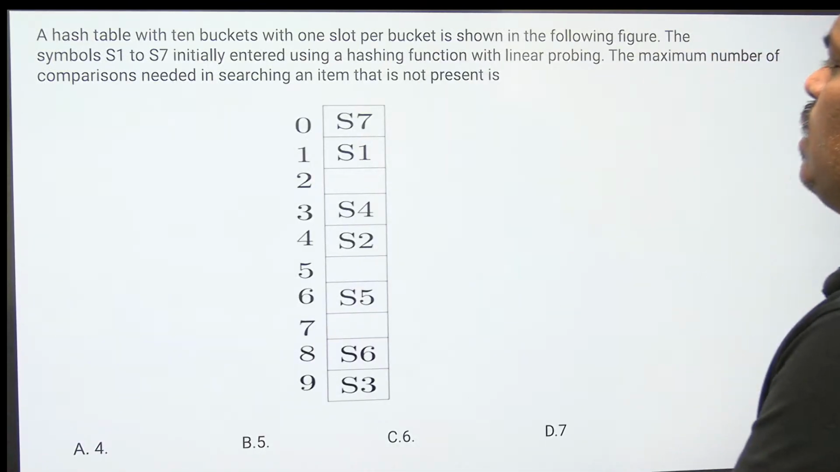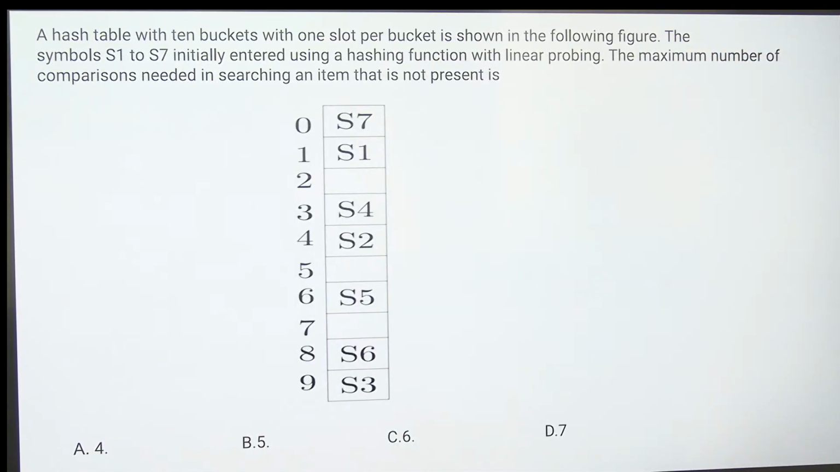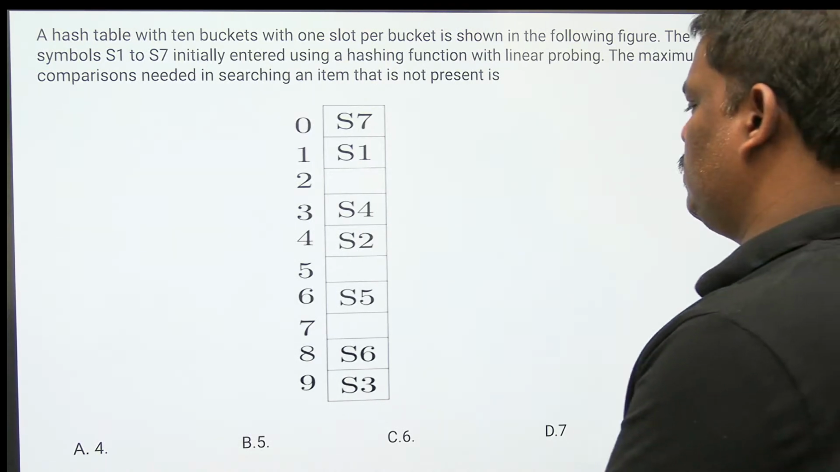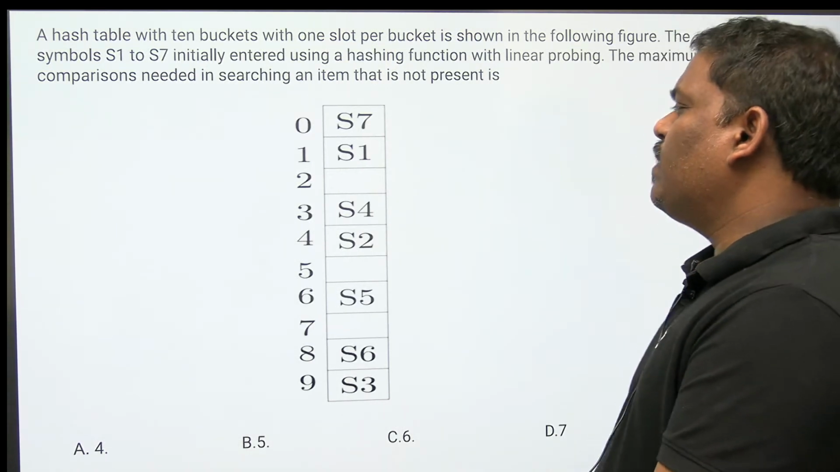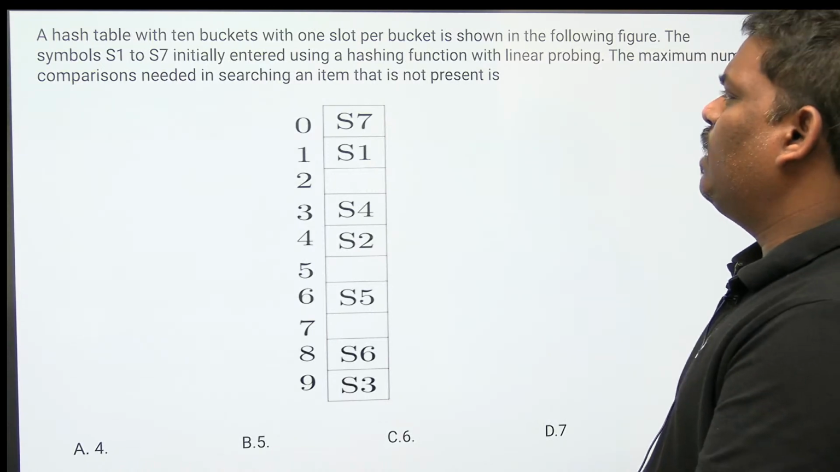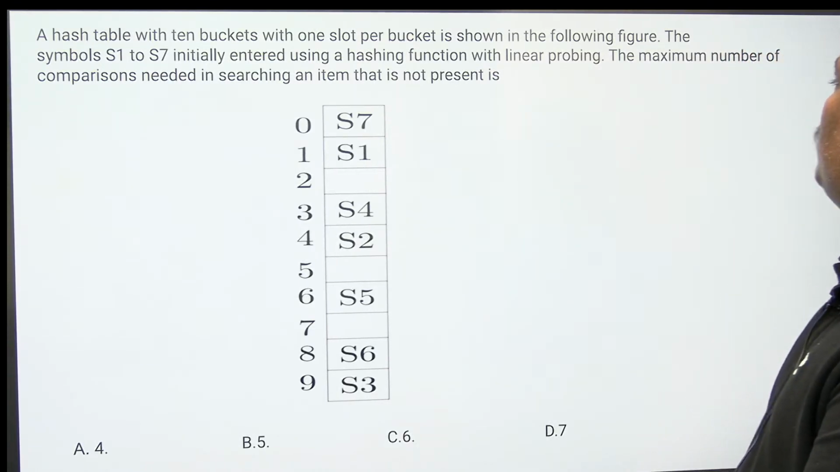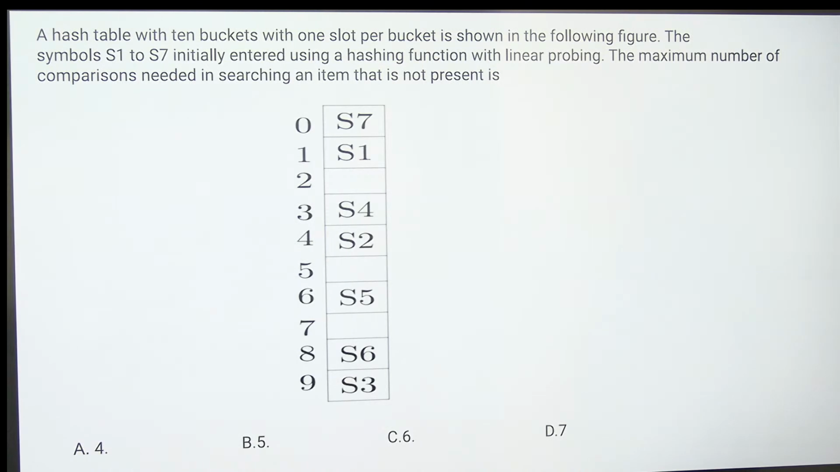Right, a hash table with 10 buckets with 1 slot per bucket is shown in the following figure. The symbols S1 to S7 were initially entered using a hash function with linear probing. The maximum number of comparisons needed in searching for an item that is not present is? Right, in this table you are searching for something which is not available. What is the maximum number of probes required?